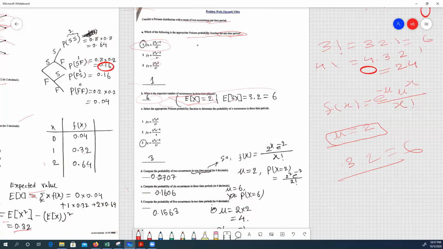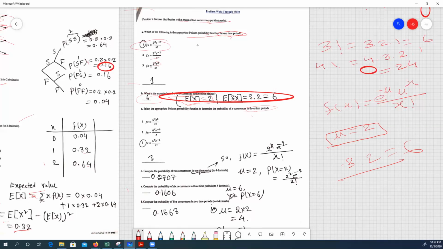Even if you do not know this formula, it's fine, because for one time period it is 2. So for 3 time periods it is very simple, right? It will be 6. Okay, select the appropriate Poisson probability function to determine the probability of x occurrences in 3 time periods. So that means you have to find the probability function for x in 3 time periods.